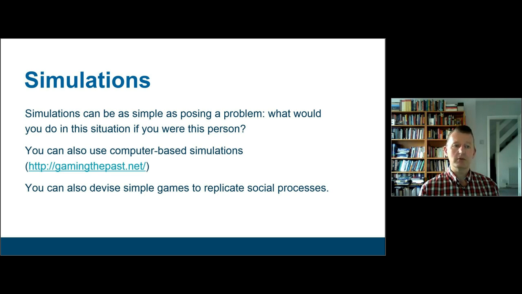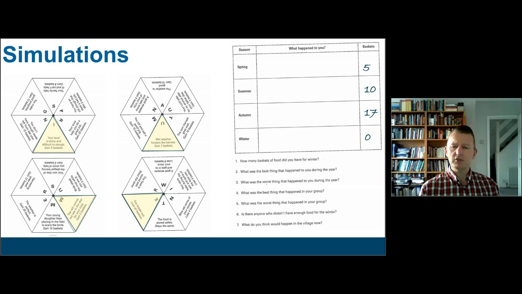So here's another example. These are resources I developed for teaching about a year in the life of a peasant in medieval Europe. So each of the shapes on the left are cut out of card, and then you put a pencil through the middle and you spin the card, and then it lands on one side. So you can see you go through the year: spring, summer, autumn, winter. You can see I've highlighted where the spinner might land.